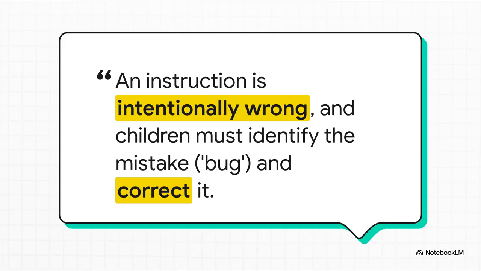And the Splot lesson has this brilliant way of reframing it. It's not a mistake. It's a game called Broken Robot. The teacher will intentionally give a wrong instruction in a sequence, and the kids have to spot the bug and shout out the fix. It actually makes finding errors feel like a fun team activity.